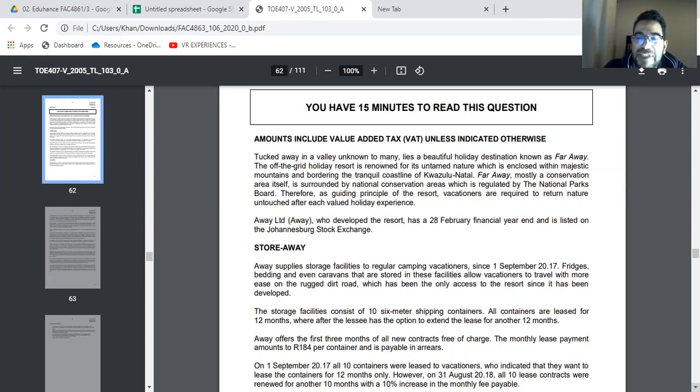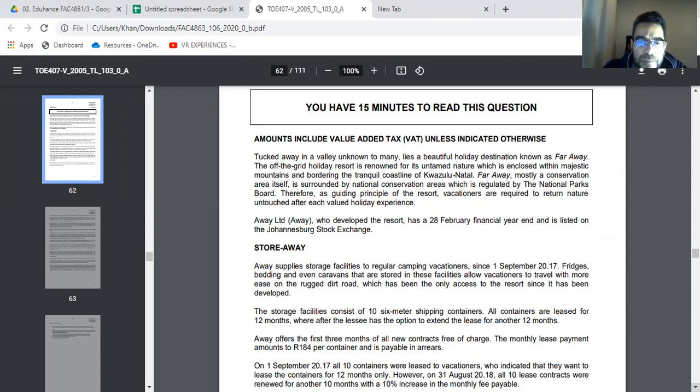Far Away, mostly a conservation area itself, is surrounded by national conservation areas, which is regulated by the National Parks Board. Therefore, as guiding principle of the resort, vacationers are required to return nature untouched after each valued holiday experience. Okay, so that is some background. I don't think it's going to impact us in any way.